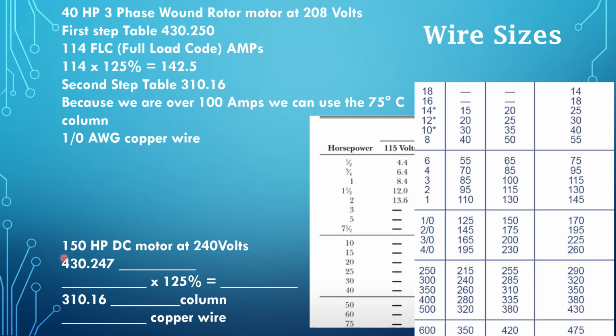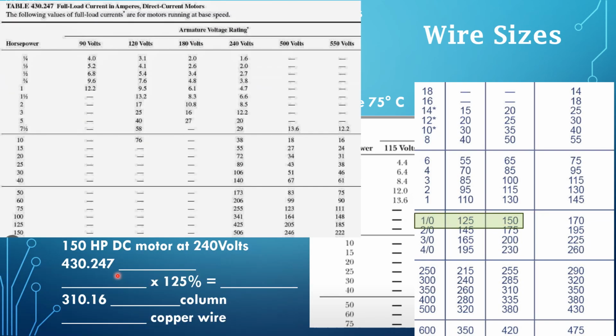One more, 150 horsepower DC motor, 240 volts. For this, we're going to need Table 430.247, where we can look at the very bottom, 150 horsepower, 240 volts. It's going to be 506 full load current amps. Take that 506 full load current amps times 125%. We're going to get 632.5 amps.